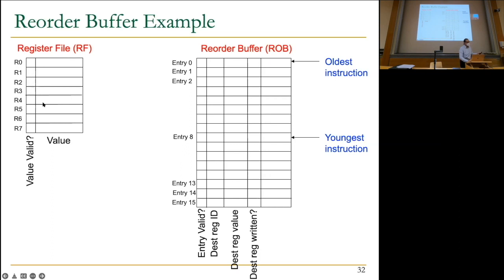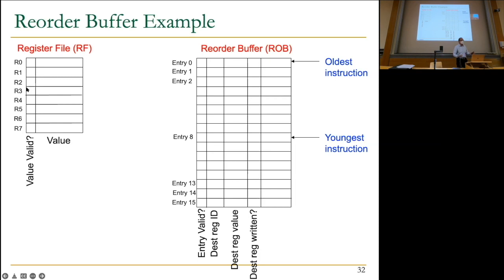So this value in the register file is valid if there's no instruction in the machine that is writing to that register. If the oldest instruction in the machine that's writing to that register has finished and updated the value, and clearly there's no instruction in the machine that's writing to that register, well, that's the case where this value is valid.